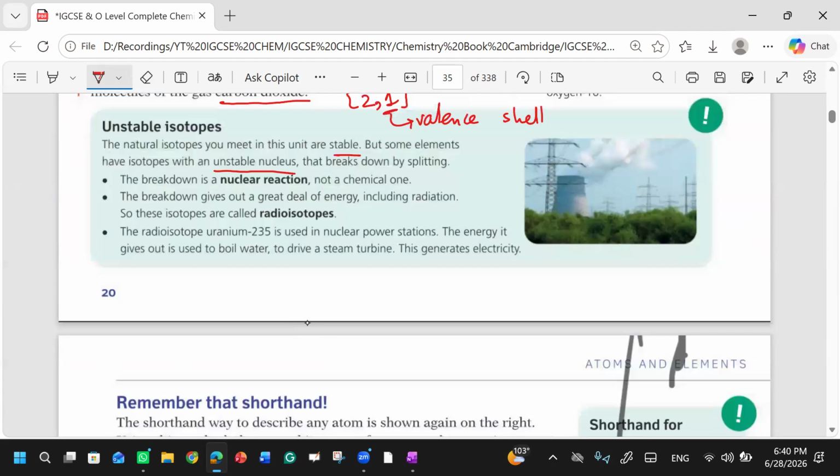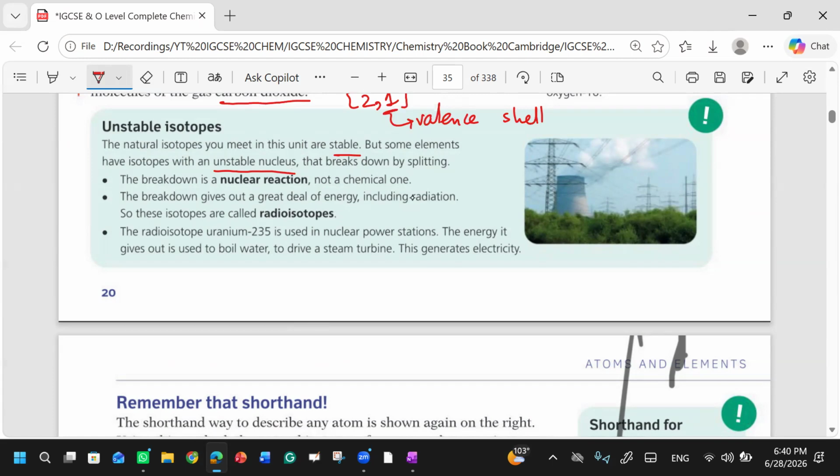If something is unstable, it doesn't settle at one place, they try to move. Similar is the case here. There is an unstable nucleus, so it will break down. Simply, it will break down by splitting. This breakdown is known as a nuclear reaction.